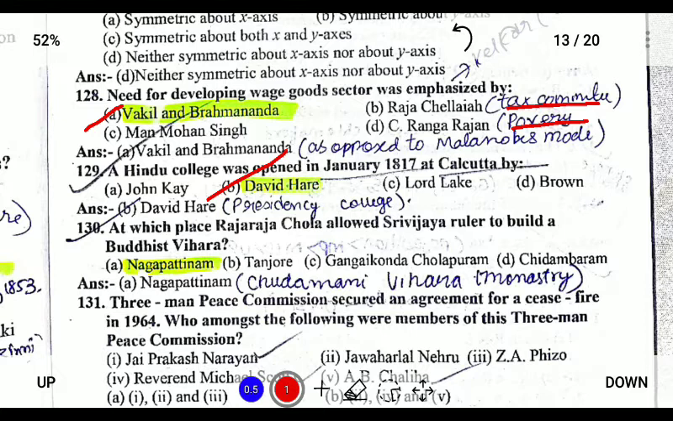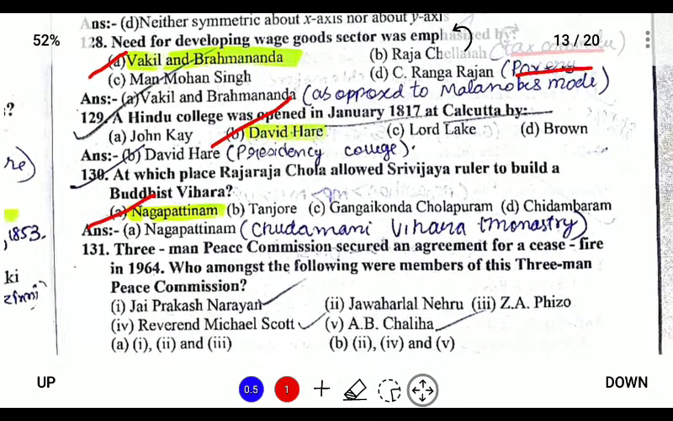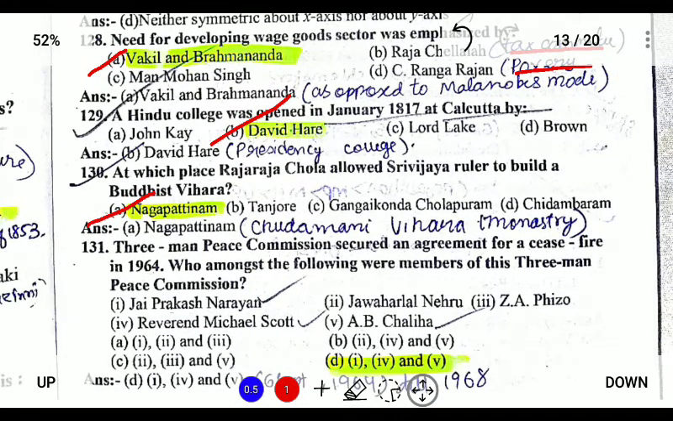Next, in which year did Raja Raja Chola allow the Sri Vijaya ruler to build a Buddhist vihara? So the place is Nagapattinam. Raja Raja and his son Rajendra I were rulers of the Chola dynasty.